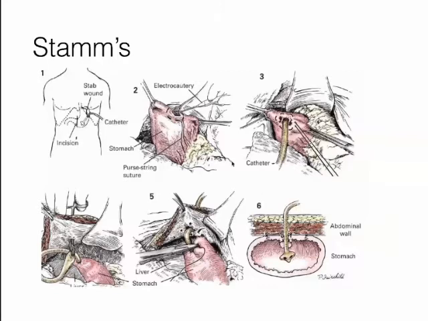So this is Stamm's gastrostomy. Directly you are entering into the stomach and fixing it to the anterior abdominal wall. So by 2 to 3 weeks, a track will be formed, and you can always change the tube through the same track, and this fistulous track will be completely formed.